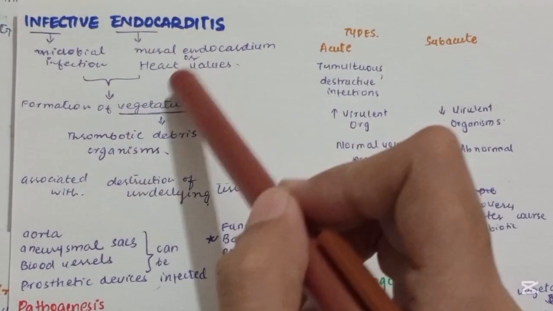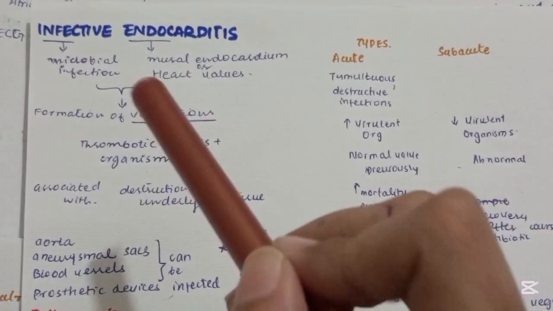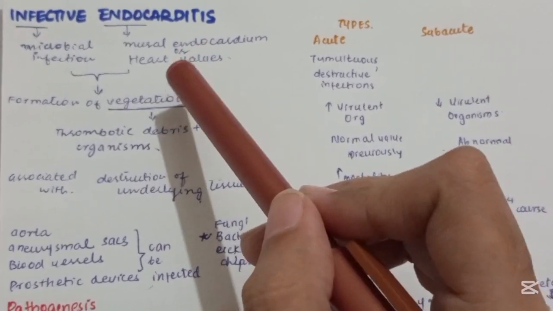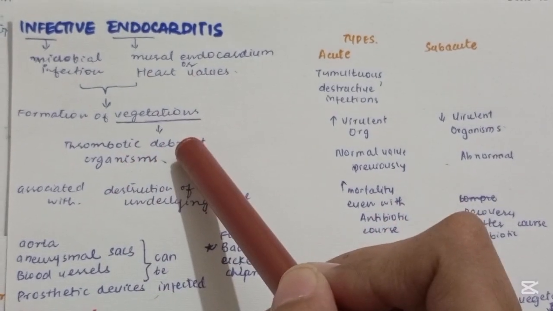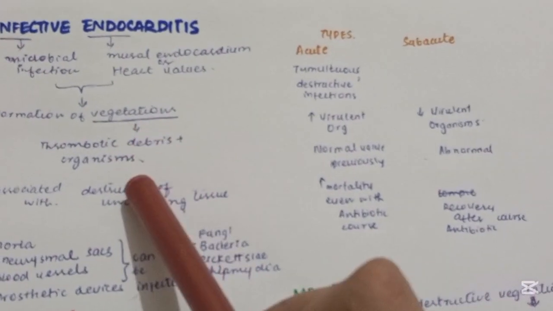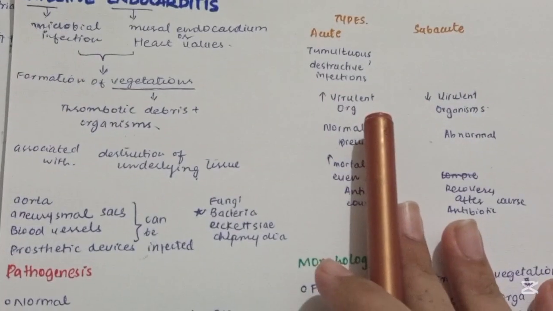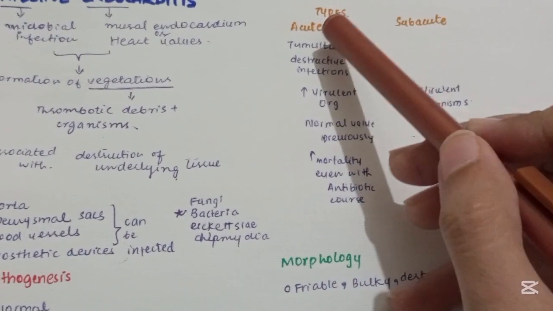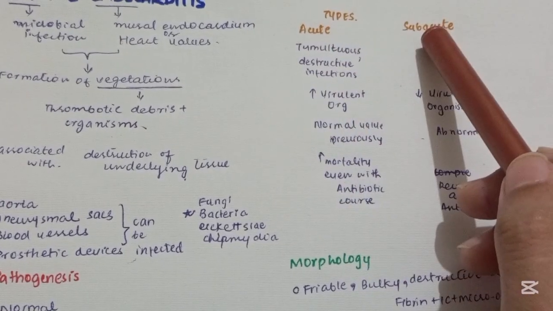So what actually happens is that there is formation of vegetations. What are vegetations? Vegetations are composed of microbial organisms, inflammatory cells, and thrombotic debris. Okay. Next we have two types. One is acute and the other is subacute.